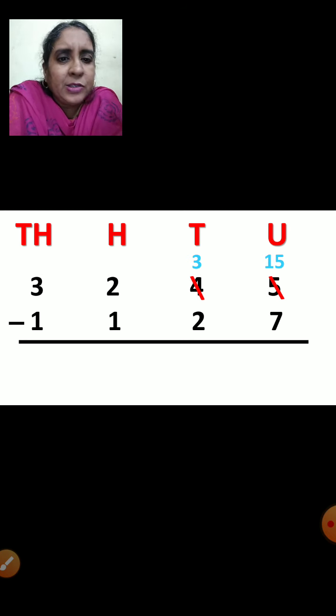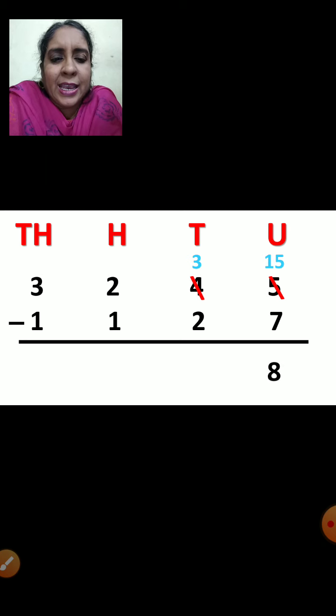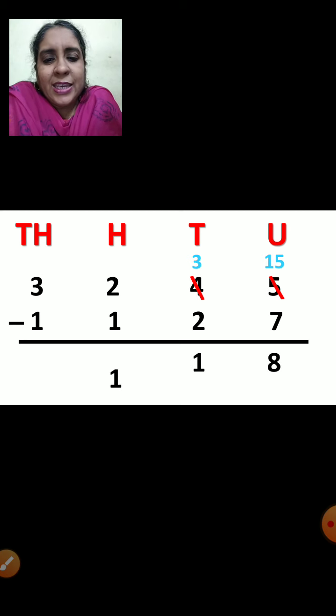So now you got a bigger number up, right? Now you can subtract. So 15 minus 7. How much will it be? Yes, it will be 8. Very good. Now we will go to tens place. That is 3 minus 2. 3 minus 2 is how much? Yes, 1. Very good. Now we will go to hundreds place. Now here also the bigger number is up. 2 minus 1. What is your answer? Yes, 1.